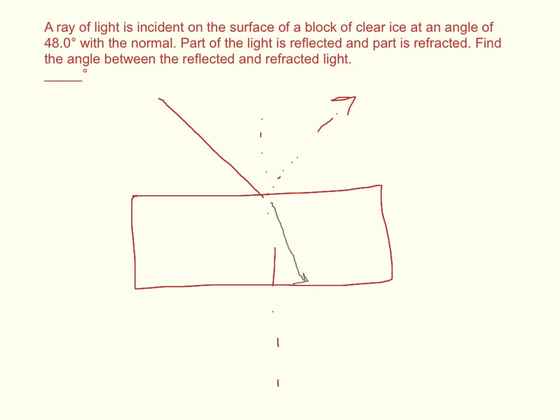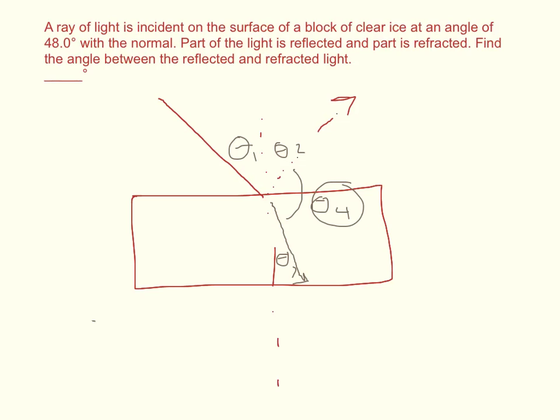So let's define these angles. This is theta 1, theta 2, theta 3, and the angle between here and here we'll call theta 4. And the problem is asking us to find theta 4. Without knowing anything about these angles, I know that the angle between here and here is 90 degrees. So if I wanted to find the angle between here and here, it is equal to 90 minus theta 3.